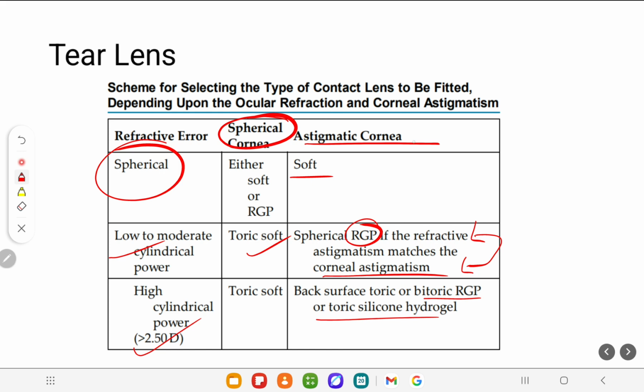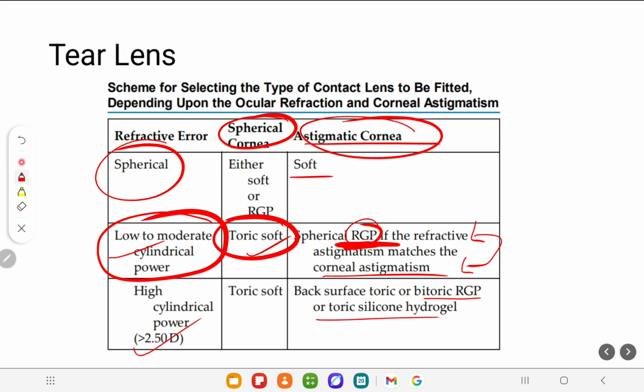Okay, these are the cases where astigmatism is because of the cornea. So it's very important whether the astigmatism is because of the cornea or not. If astigmatism is not because of the cornea, in this case low to moderate, then you cannot use spherical RGP. You have to use toric soft, or you have to use at least front surface toric RGPs. It's very important.